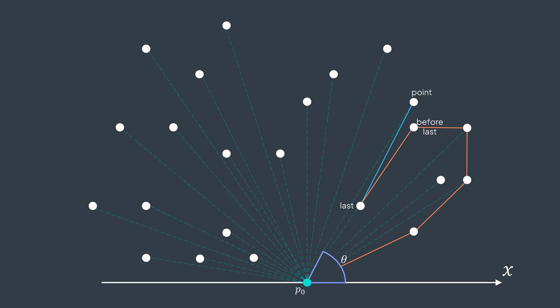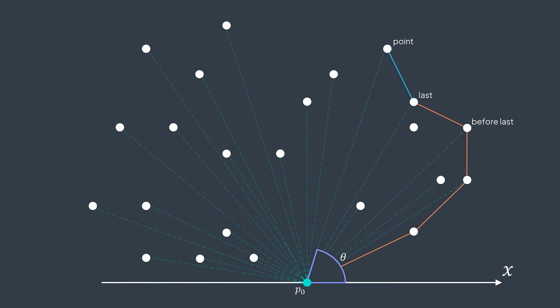Next point, the orientation is clockwise, we pop the last point. The orientation is still clockwise, we pop the last point. And here the orientation became counterclockwise, we can insert the actual point. Basically, we keep popping until the orientation of before last, last, and point becomes counterclockwise. In other words, we remove all the points we inserted before that don't need to be on the hull.